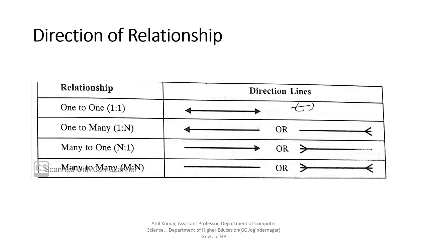Next we have the directions of relationship. There are four directions. In one to one, the direction lines are arrows on both sides. In case of one to many, we have a direction line on the side where we represent only one. In case of many to one, we have an arrow on the side where we represent only one. In case of many to many relationship, the direction line is a single simple line without any kind of arrows.